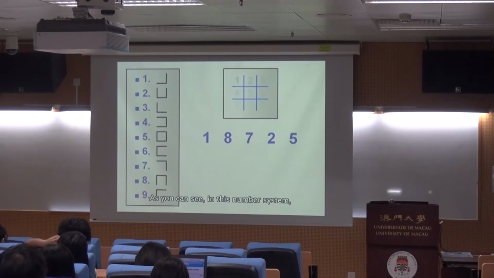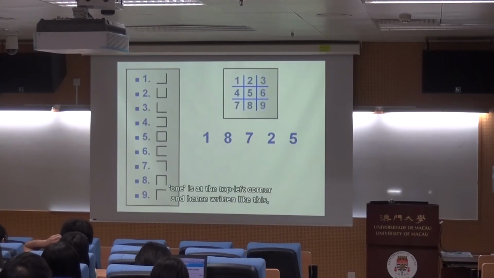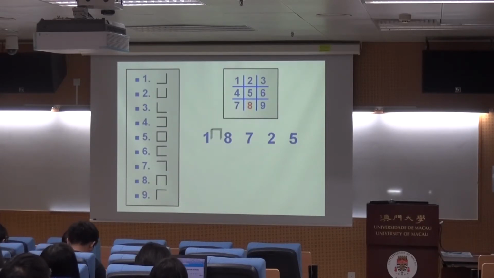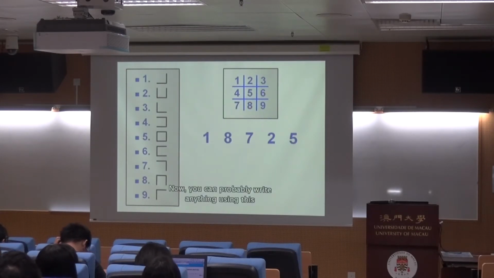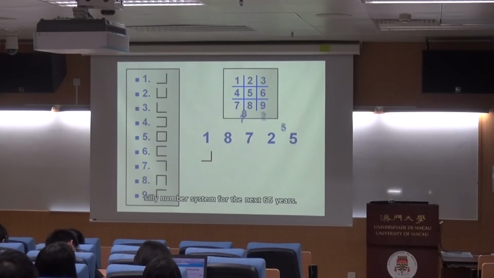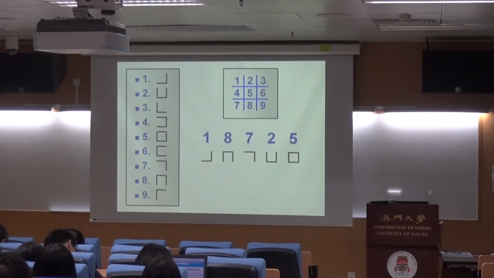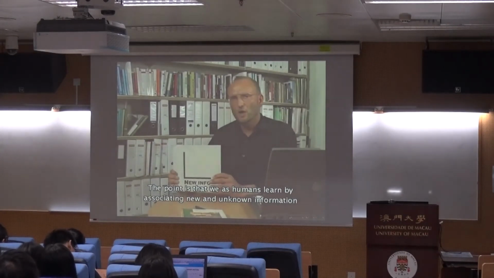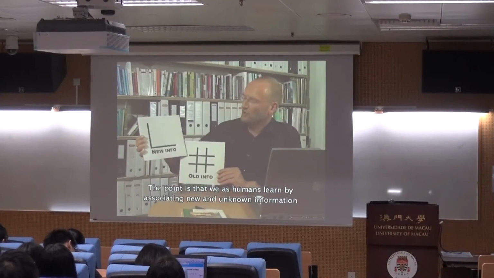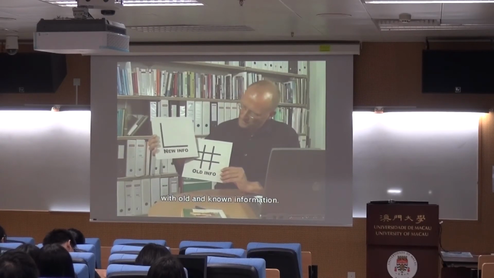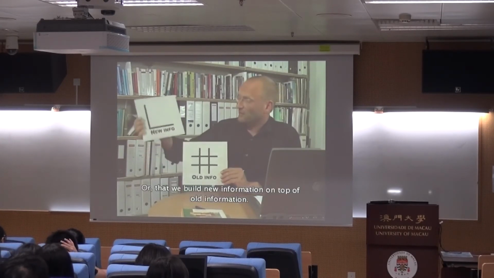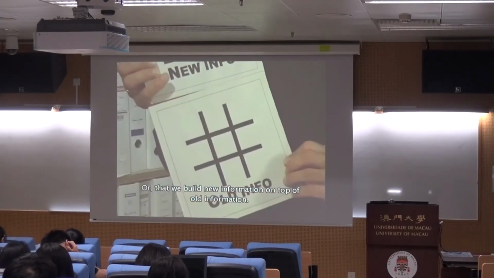As you can see in this number system, 1 is at the top left corner, and hence written like this, whereas, for example, 8 is at the bottom, and hence written like this. Now you can probably write anything using this silly number system for the next 65 years. The point is that we as humans learn by associating new and unknown information with old and known information, or that we build new information on top of old information.